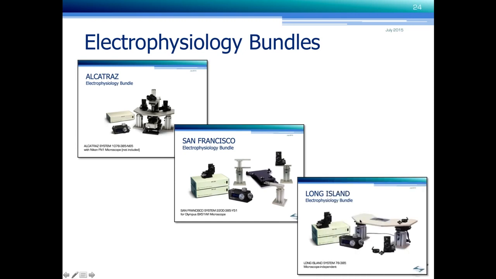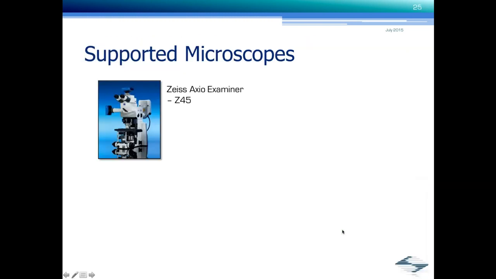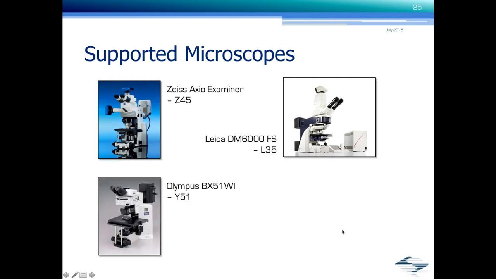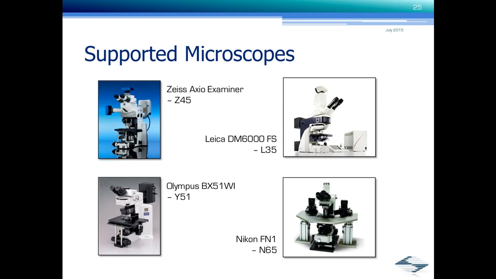And the Long Island Electrophysiology Bundle is a motorized stage with manipulators, and both stage and manipulators can be controlled using a single ROE unit, a single ROE 200, with MPC 200 systems that can either be daisy-chained or it can also be controlled by software. We support a number of common microscopes like the Zeiss Axio Examiner, the Leica DM6000FS, the Olympus BX51WI, or the Nikon FM1.